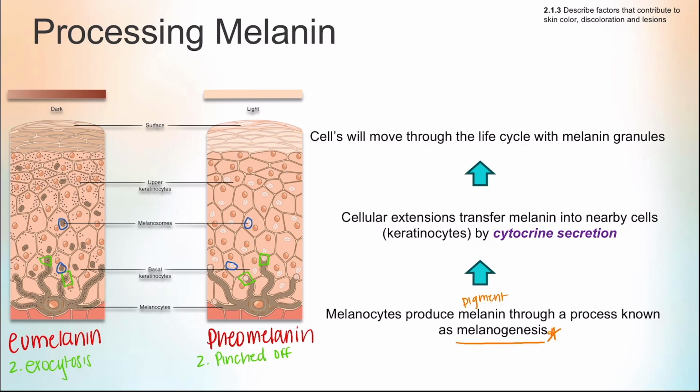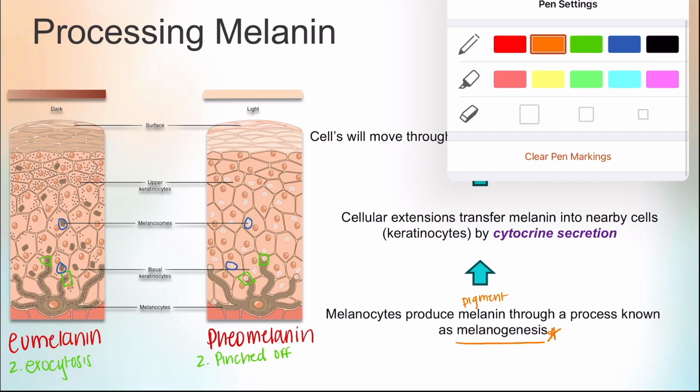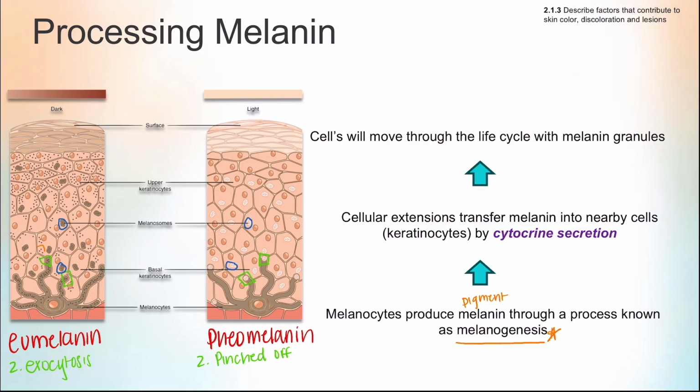Now, in the case of the exocytosis that is happening with our eumelanin, we are going to see that we do have certain areas where that pigment or those granules have been released. So these are known as our cytokine secretion. So be aware of this. So cytokine secretion is a process where we are going to see the melanin be moved into those cells. And in this case, it's going to be moved in by exocytosis. So we'll put a little star here.